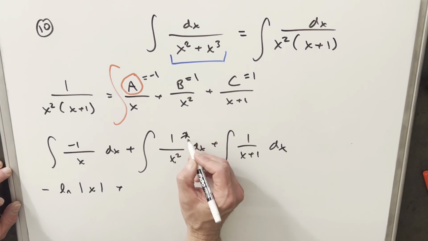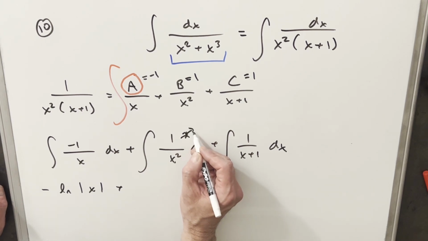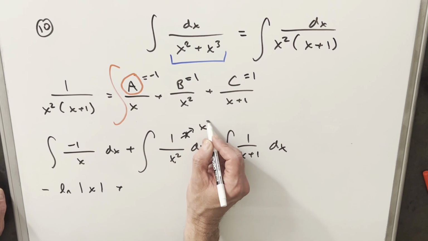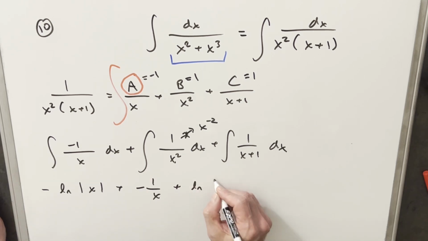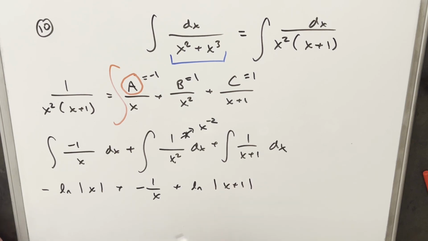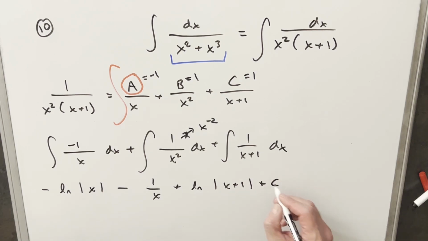We can write this as x to the minus 2. Integrating that with the power rule is going to be minus 1 over x. And this last one's just going to be natural log absolute value of x plus 1. So all I need to do is just put a plus c on the end, and that's going to be it.